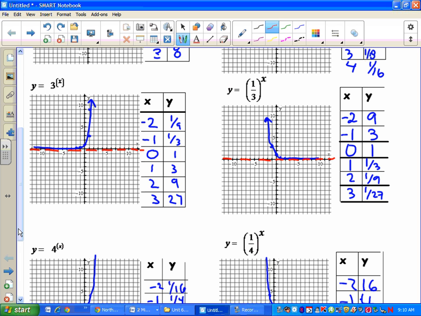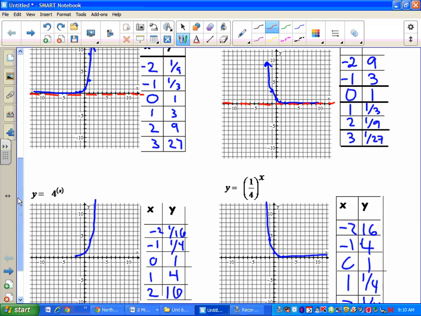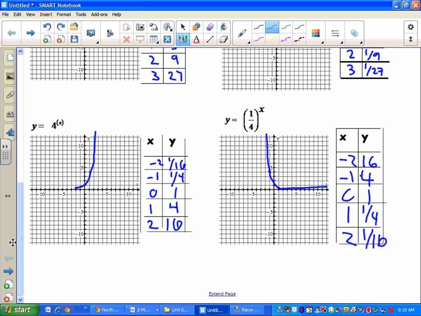Yes, Ms. Fillers, we do. Okay. Now, what do I need to do with this graph of 4 to the power of x? Always extend it on and show that you realize it's going to go on forever. You know what? One thing I don't have on this, which we need to write.